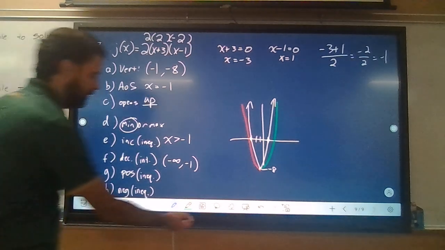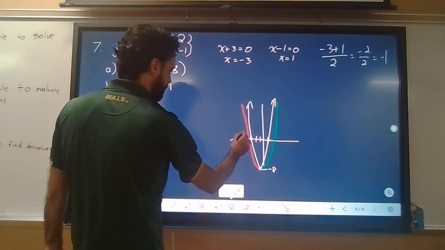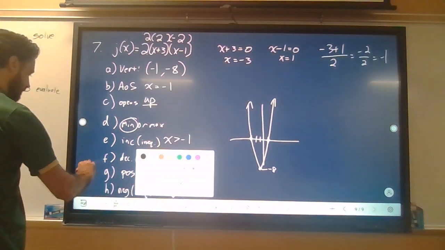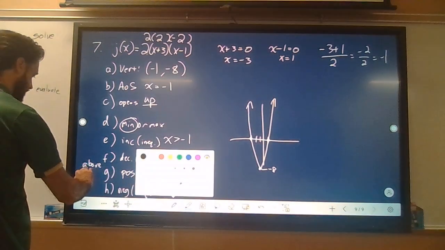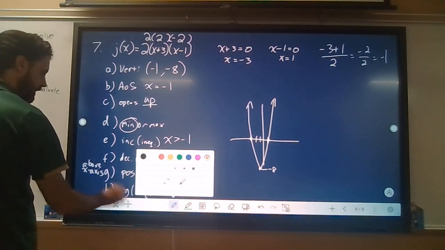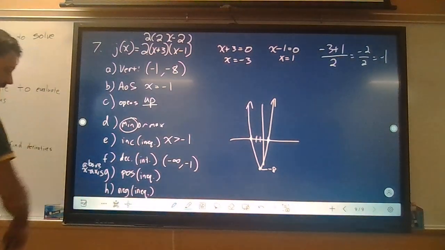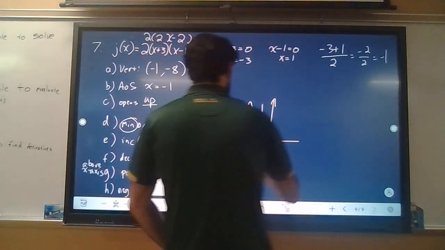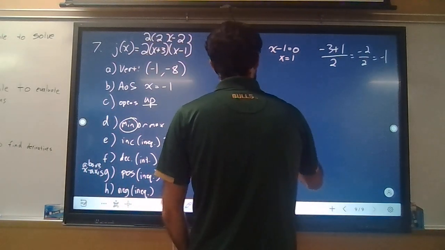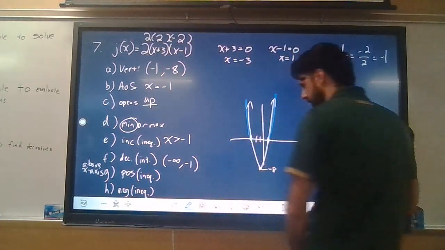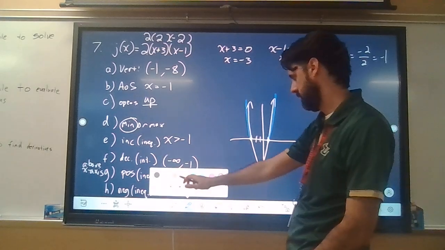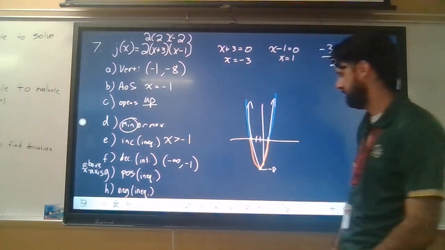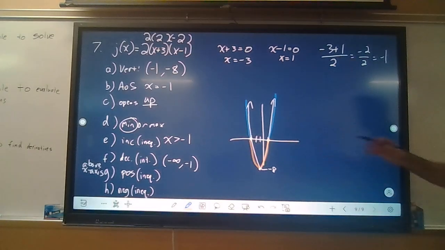All right, so let me erase a little bit. So positive just means above the x-axis, okay? And negative means below the x-axis. So when is this graph positive? Well, it's positive here and here. When is it negative? It's negative down here. It's below the x-axis. So I'm going to start with negative. That one's a little bit easier.